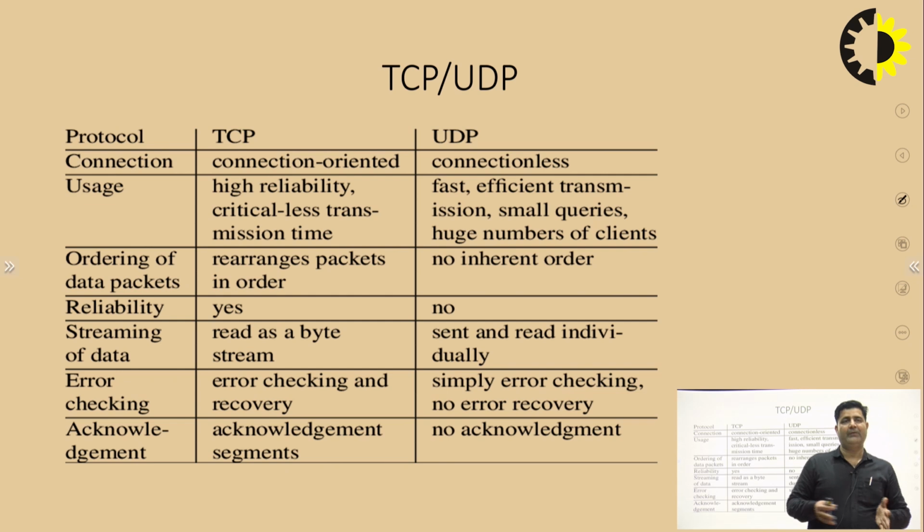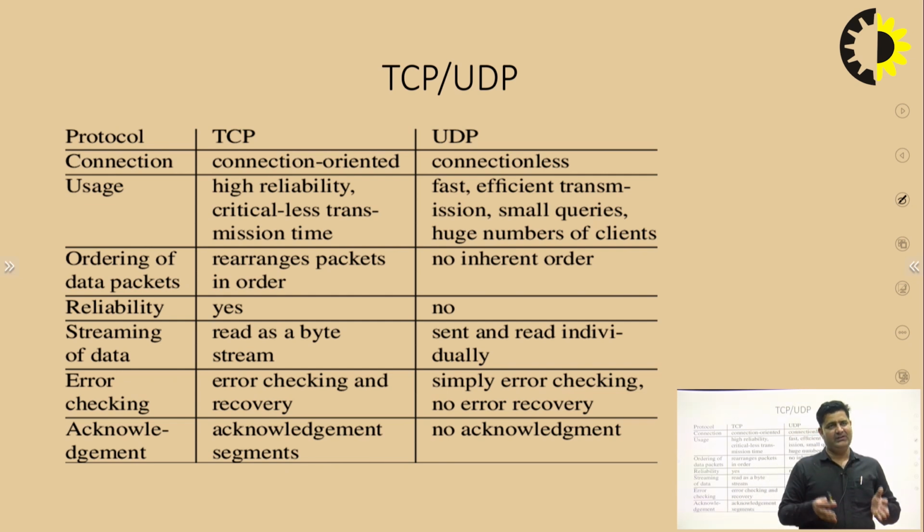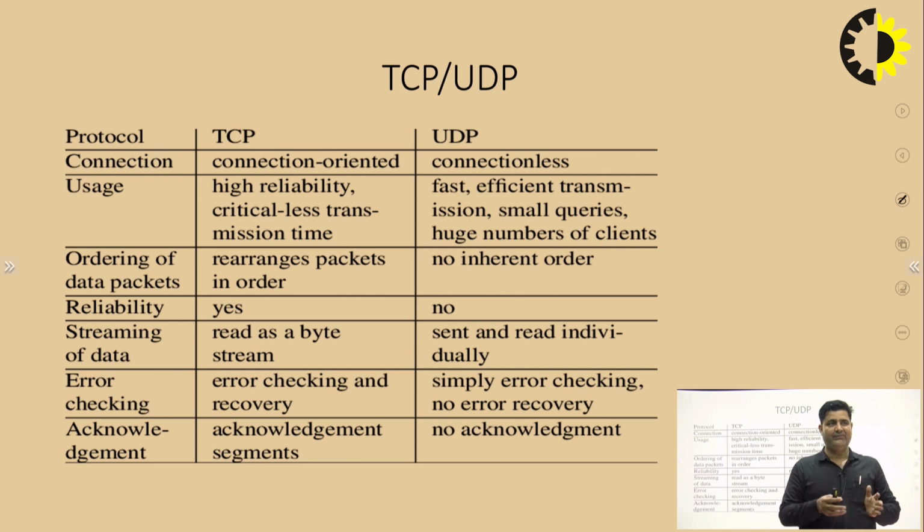So if we compare both of them, TCP is the connection-oriented service. Even though TCP is slow, it ensures to the sender that data reaches the destination. In TCP, we have the acknowledgement also. In UDP, there is no acknowledgement coming back to the sender.